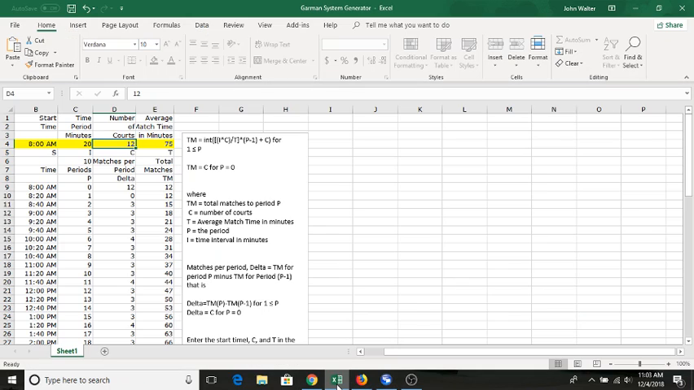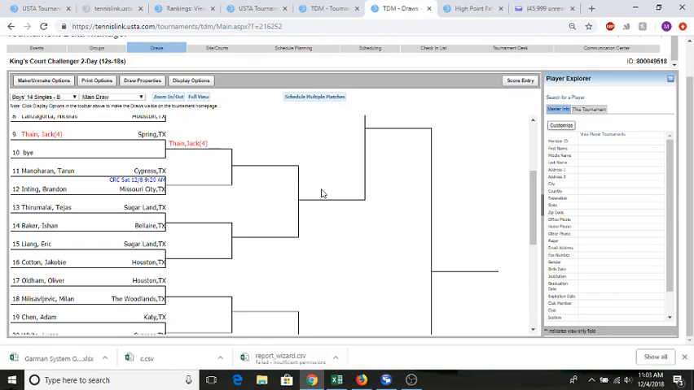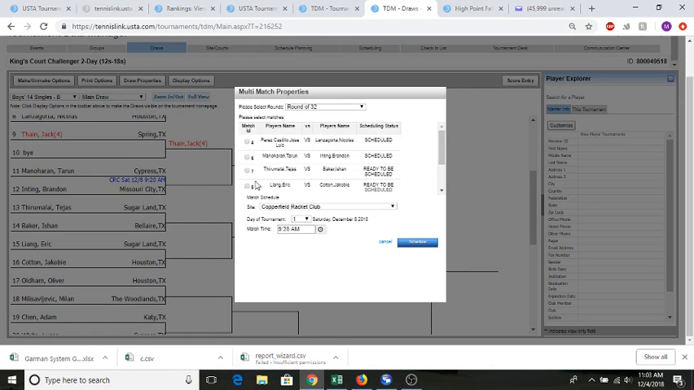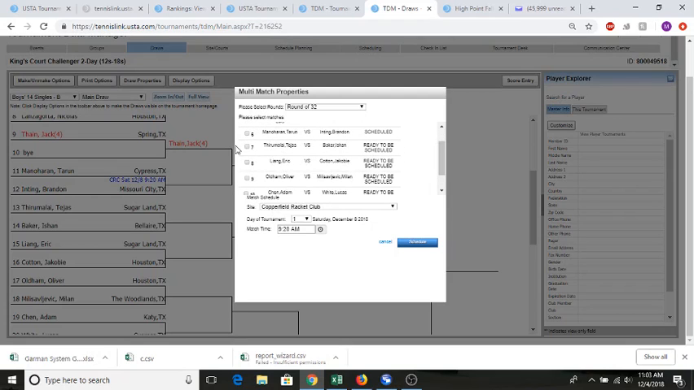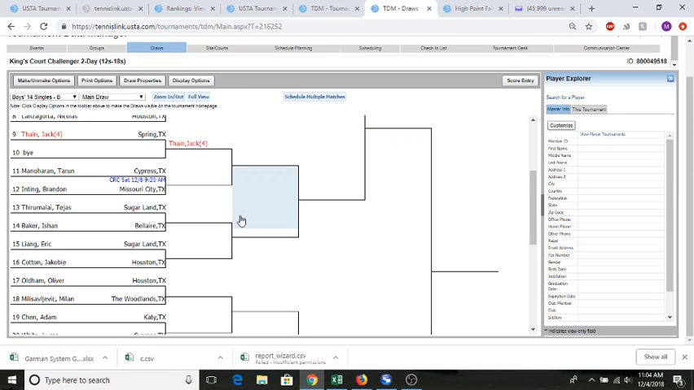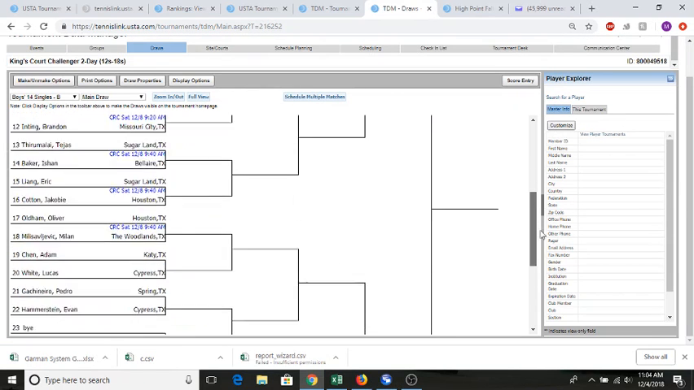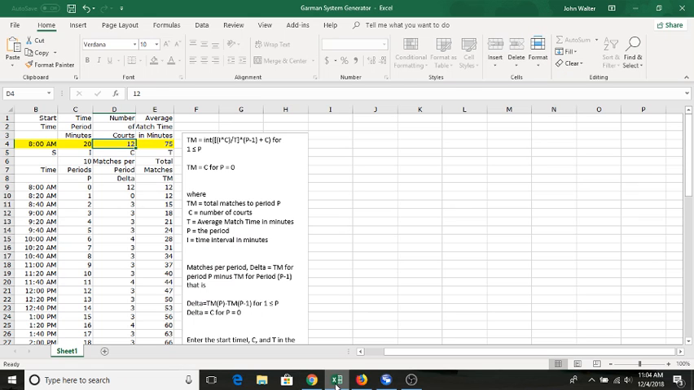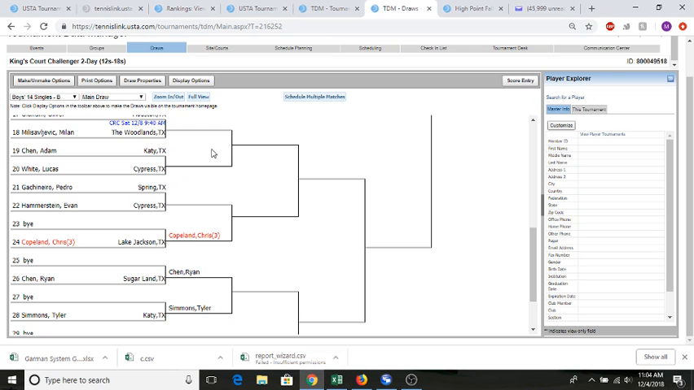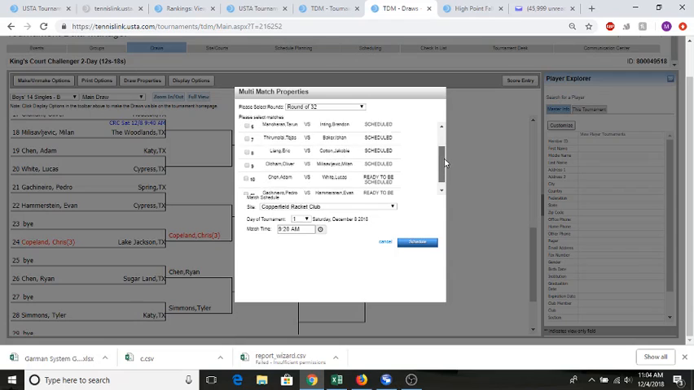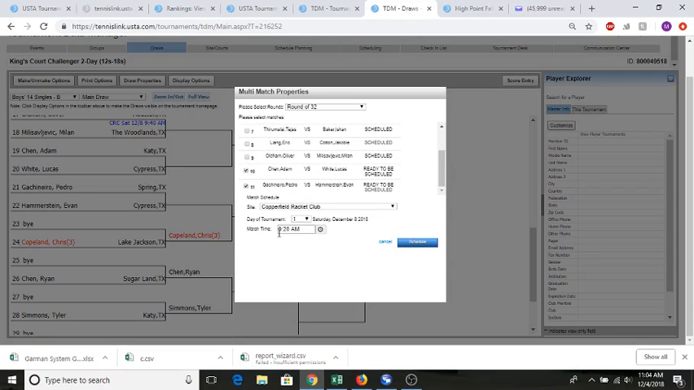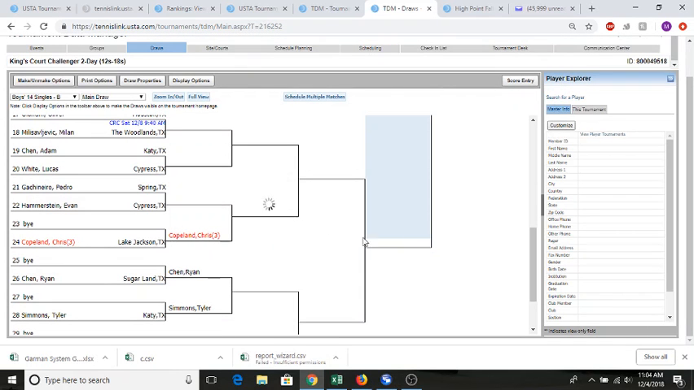So then I go back to the Garmin generator. Looks to be 3 at 9:40. So I can see what's scheduled. 1, 2, 3. Beautiful. And then I have 4 at 10. So I'm going to schedule my next 4 matches. I only have 2 here. So I have 2 more to schedule at 10.